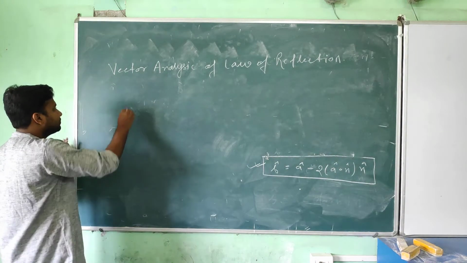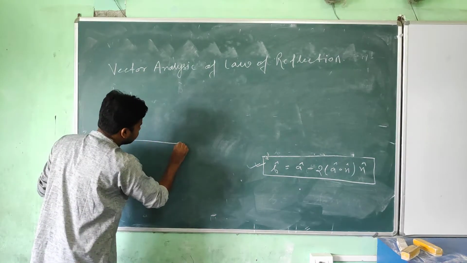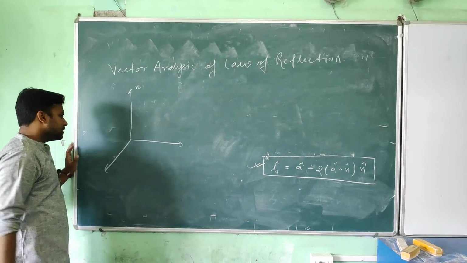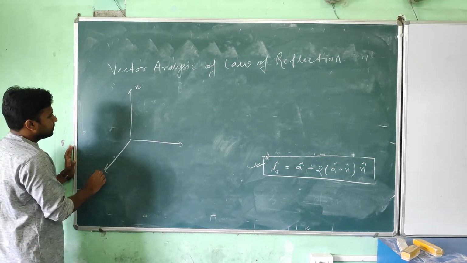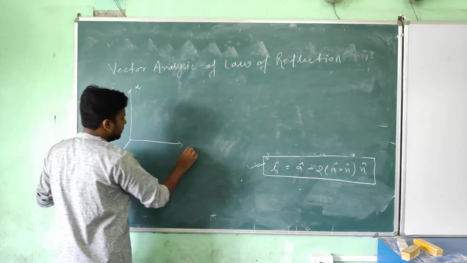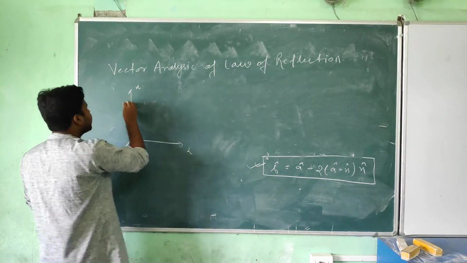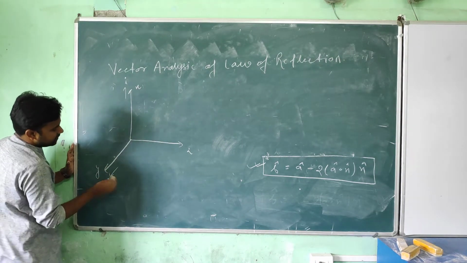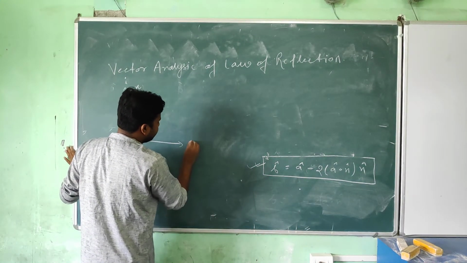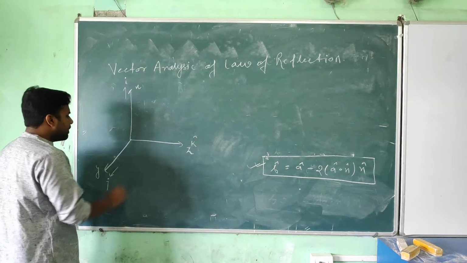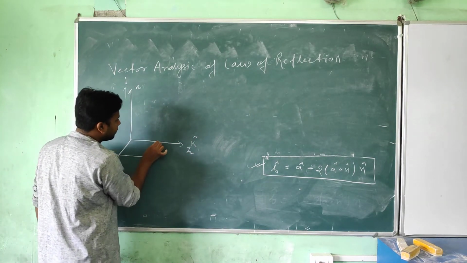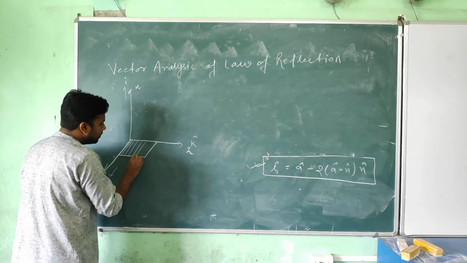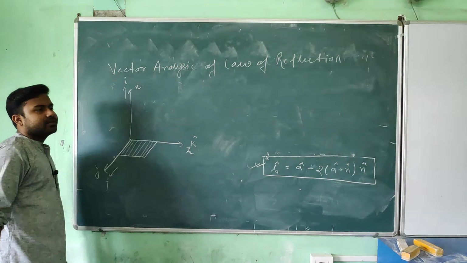I am making it now. So I am assuming, student, that I am taking the standard coordinate system. Assuming this is the x axis, y axis and z axis. We denote the x axis with i cap, the y axis with j cap and the z axis with k cap. I am assuming a mirror is lying on the yz plane. This one is the mirror.